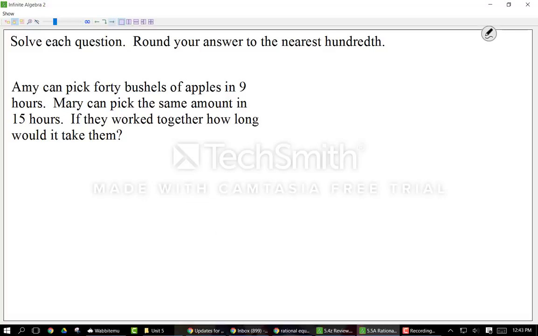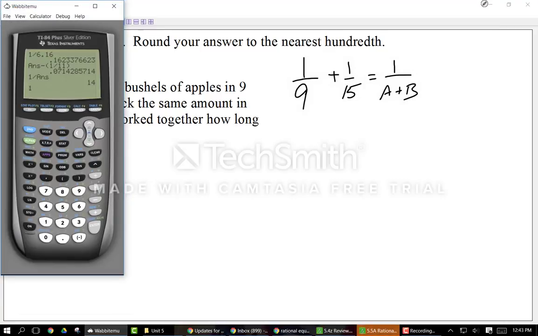So there we go. Amy can do it in 9 hours. She can pick 40 bushels of apples. That 40, yes, is a numerical value, but it's not really telling you how long it's taking her. And then Mary can do it in 15. And we don't know how long they can do it together. So now I have to use my calculator and find out what I get. So I get 1 divided by 9. And then I'm going to add, in this case, remember the last couple I was subtracting, 1 divided by 15.